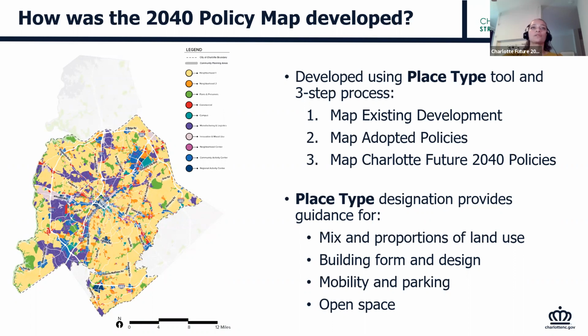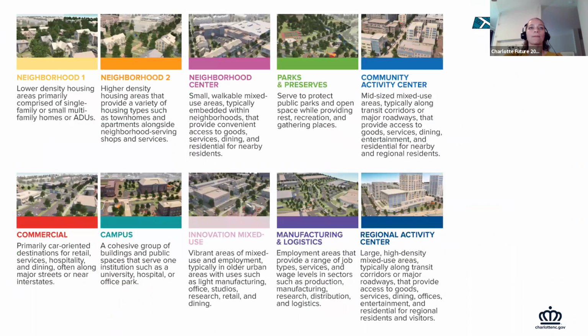The 3 steps that we used to map those place types were: we first mapped existing development, then we mapped adopted policies, which are policies that exist from 2010 in the adopted area plans. And then finally, we mapped the policies within the 2040 comprehensive plan, and we'll show what those look like. We wanted to make sure that there was an understanding of what the place types mean, and I'll go briefly through these. If there are any questions or you'd like more information, we can drop a link in the chat so that you can find this palette.